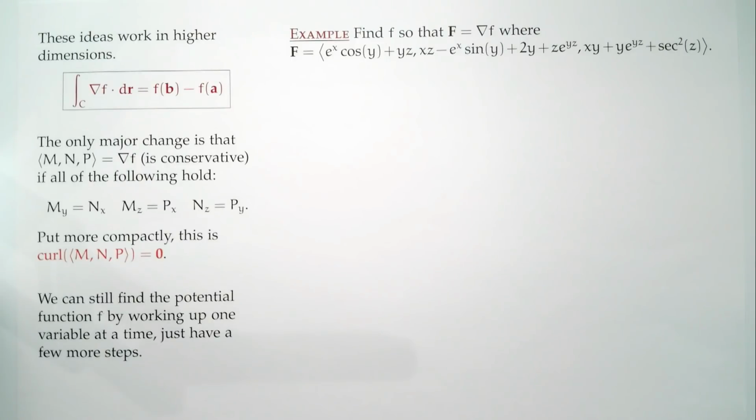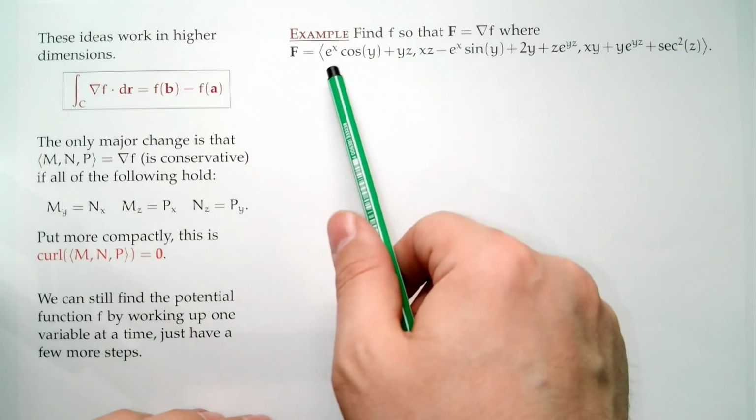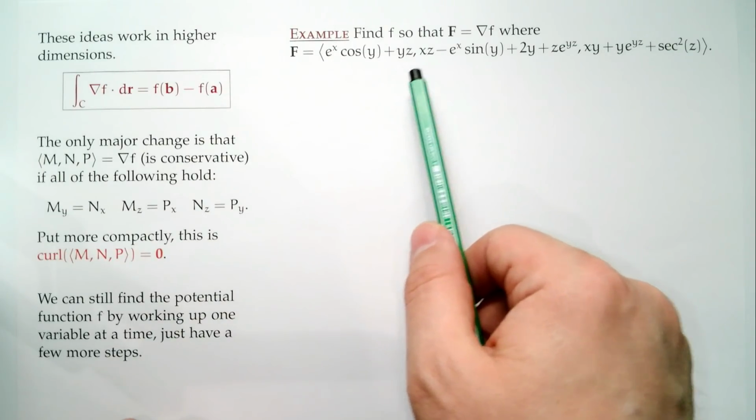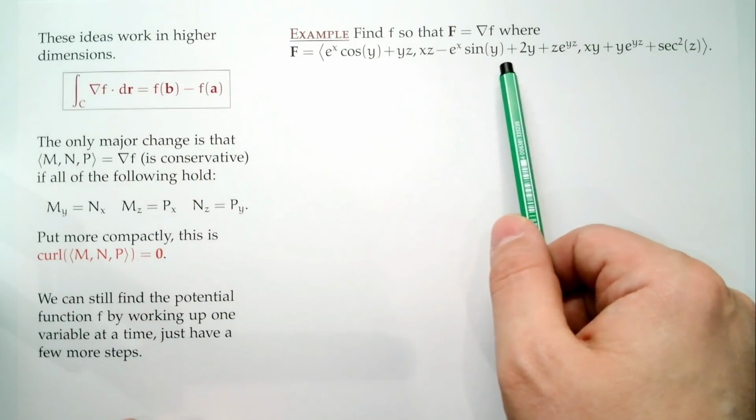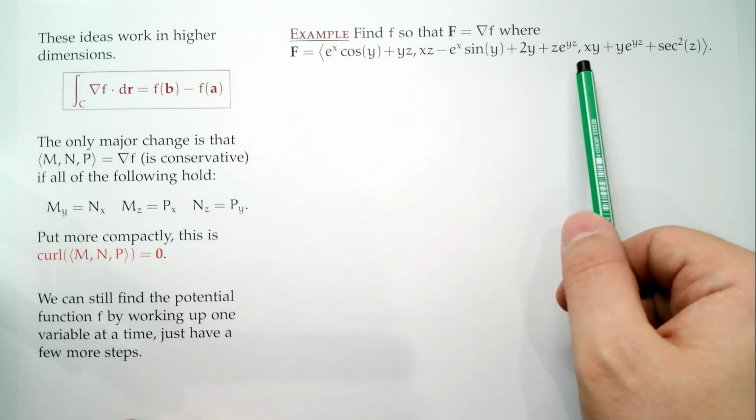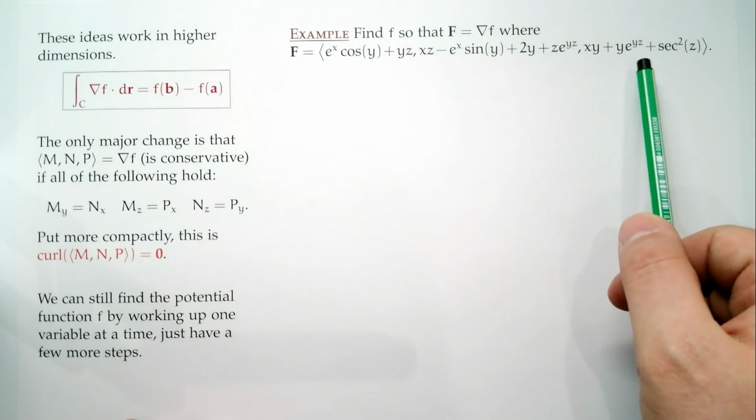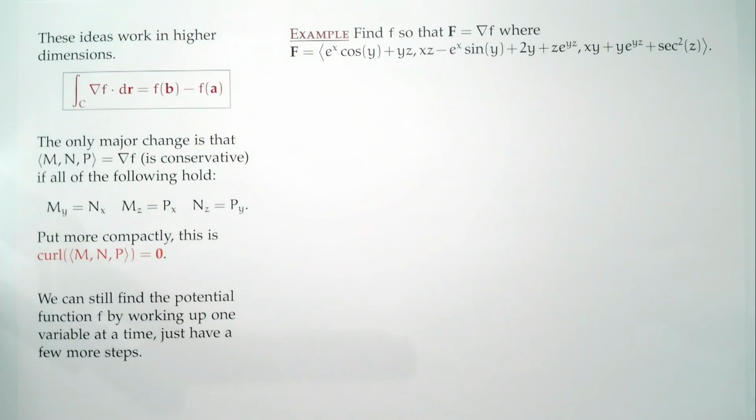All right. So let's try this again. We want to find a potential function to the following expression. So our function e to the x cosine y plus yz, xz minus e to the x sine y plus 2y plus z e to the yz, and xy plus y e to the yz plus secant squared z. Oh, this looks good. Which method would you prefer?